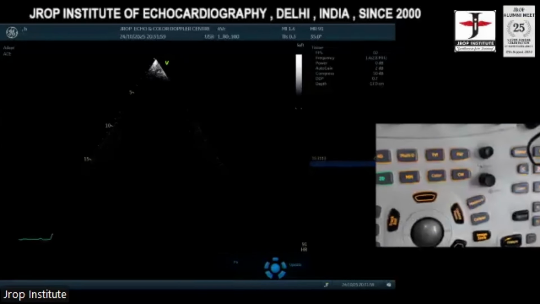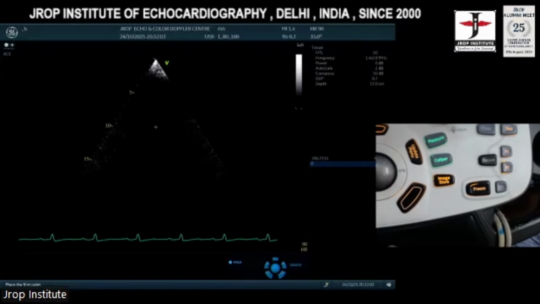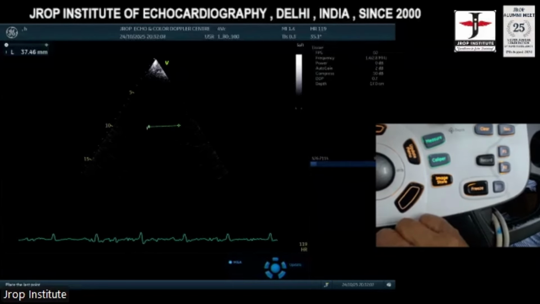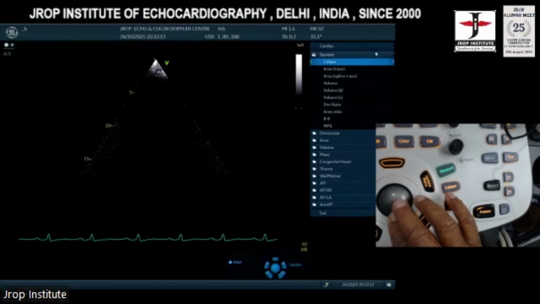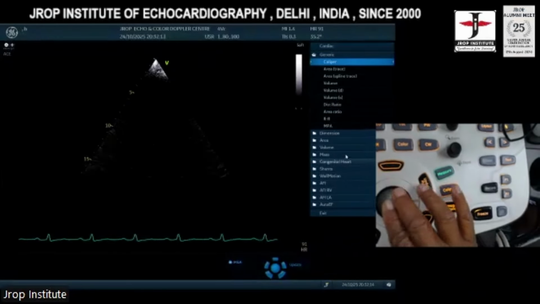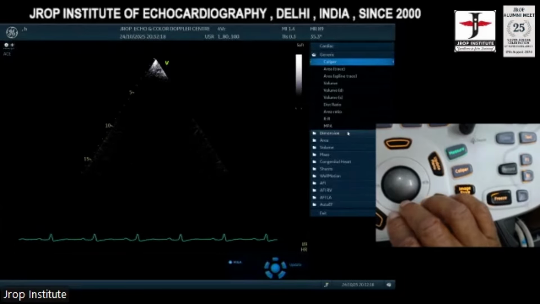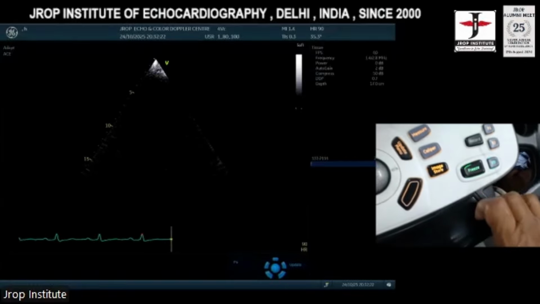Back to 2D. Now there's a word caliper. Whenever I want to measure something, I can just go straight to the caliper to measure it. Switch off caliper, then there's a word known as measurements. Look, on the right side, all measurements appear which you can measure. This is what the knobology is. Majority of the time, this is the knobology, and this is a freeze button.